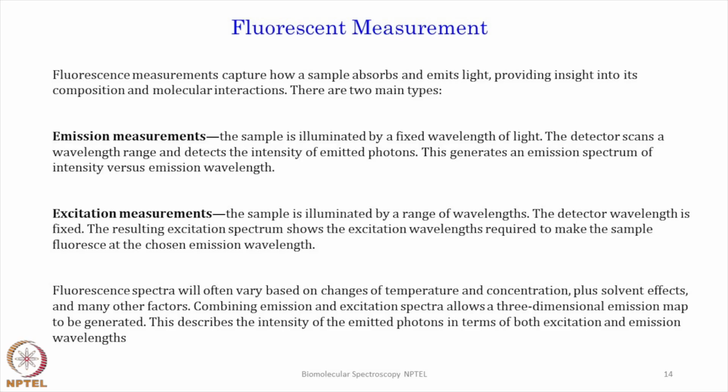What is the unit of emission? Nothing, arbitrary unit. So, y axis arbitrary unit, x axis you can have either wavelength or frequency, any of these. So, if we are plotting the emission spectrum, then we have wavelength versus arbitrary unit of photon that we measure. Detector scans the wavelength and detects the emitted photon, that generates the emission spectrum.